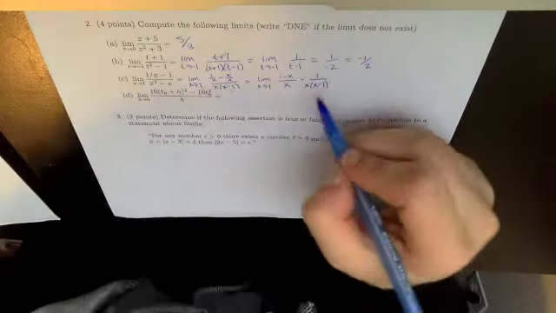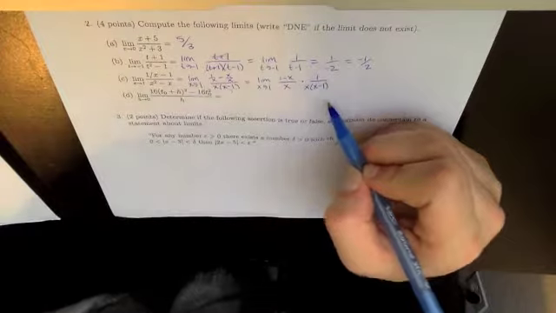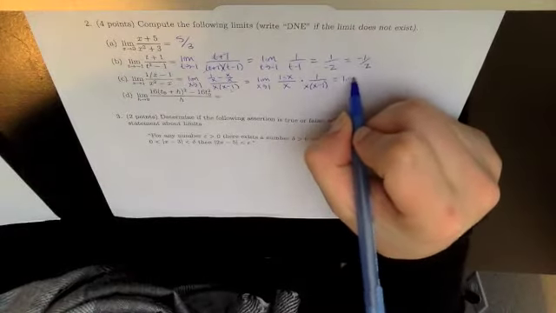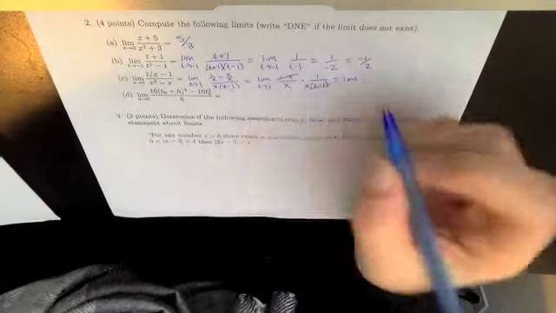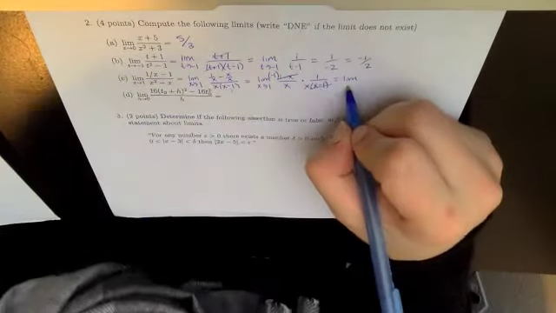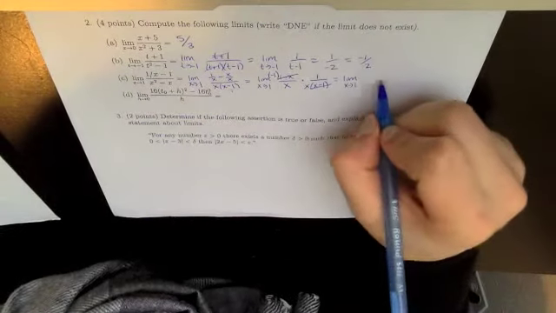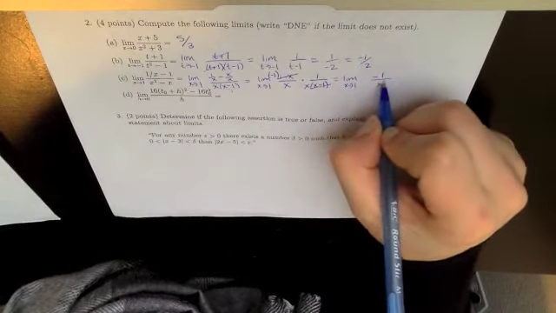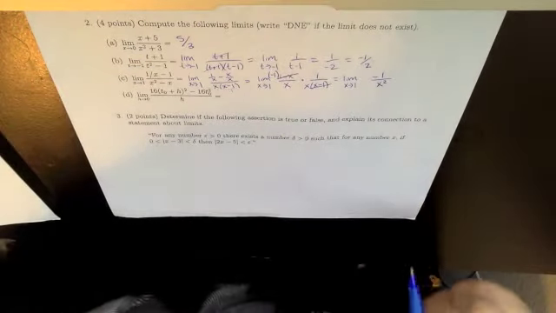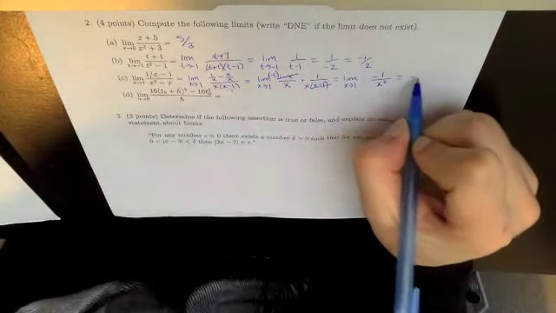Now the trick here is to see that 1 minus x and x minus 1 are negatives of each other. So I can cross these out, and put in a negative 1 here. So this is the limit as x approaches 1 of negative 1 over x squared. Now I can go ahead and plug in 1, and I get that this is negative 1.